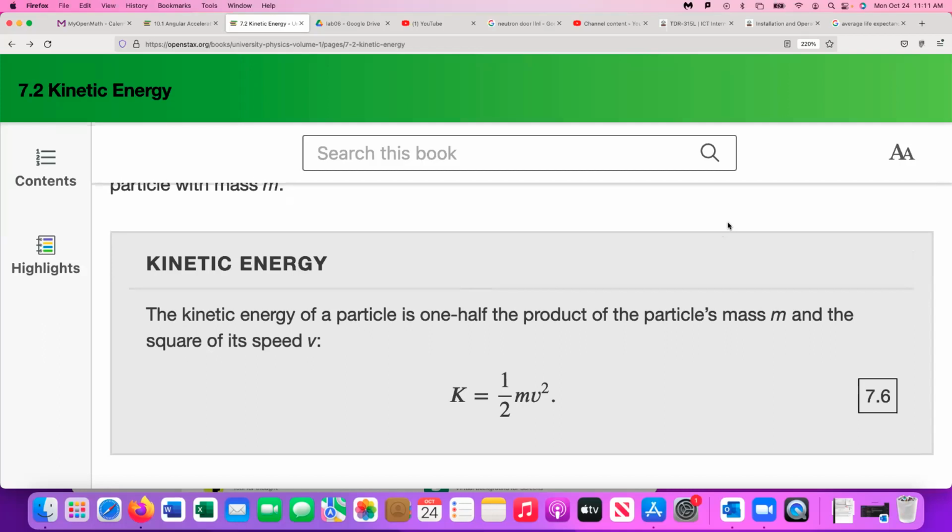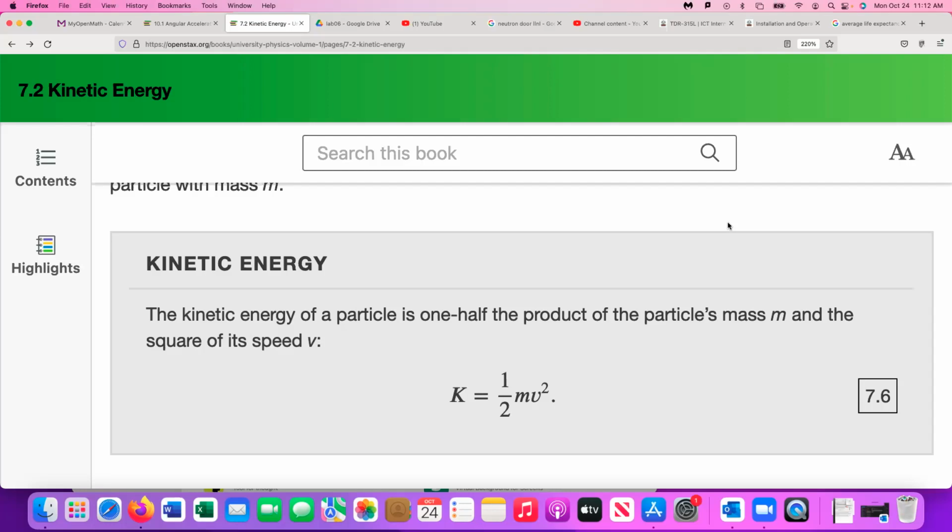Kinetic energy is even different from work, because work can be positive or negative. If you're doing work on something and you're speeding it up, then that work is positive because you're adding energy to that system. But if you're doing work on something and you're slowing it down, you're doing negative work on that system because you're taking energy away from the system. So work has positives and negatives, but kinetic energy does not.